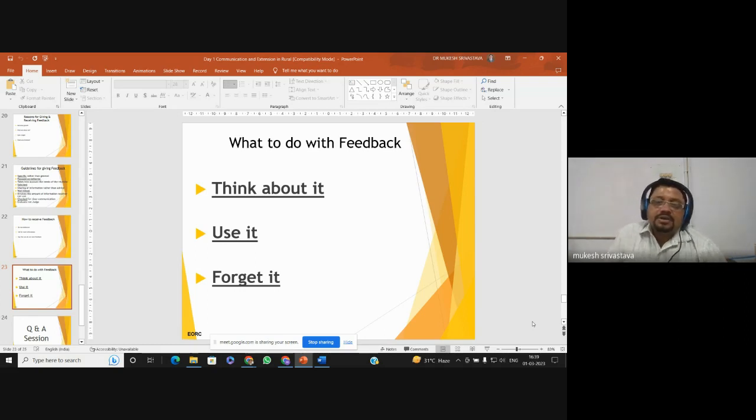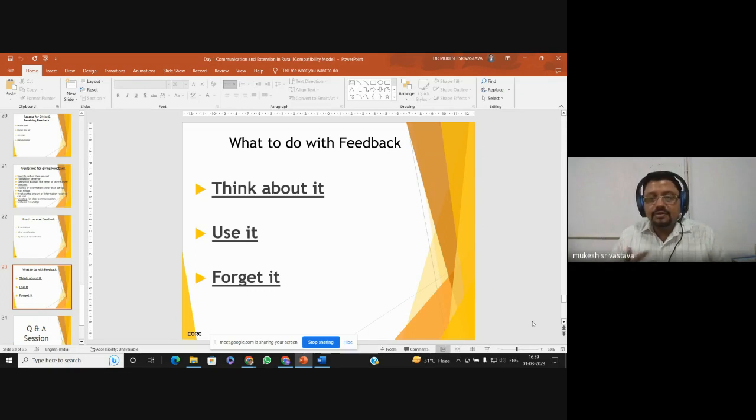What are the positive feedbacks? What are the negative feedbacks? Maybe it is possible that some wrong feedback will be given to you. In that case, what will you do? You will think about that. You have to make a rectification on that, what can we do with that particular feedback. So you have to do that.